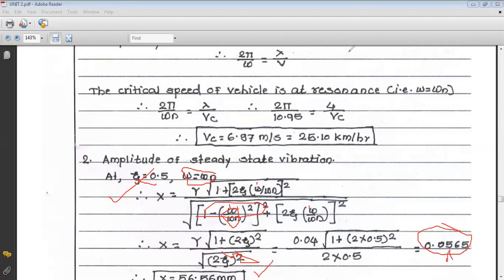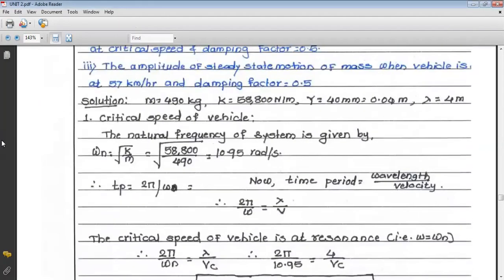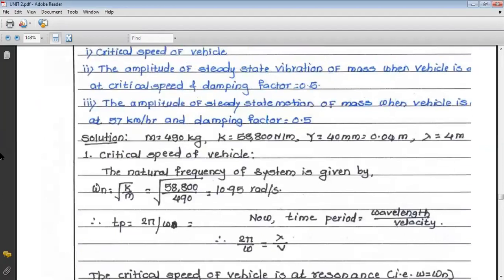Similarly, we have to find out the absolute amplitude when the speed gets changed. Now what is the given speed? The speed is given as 57 km per hour.